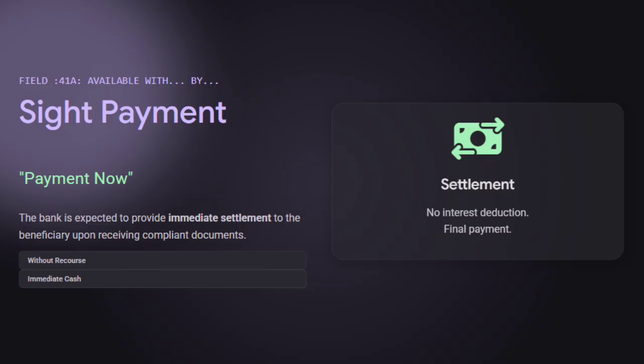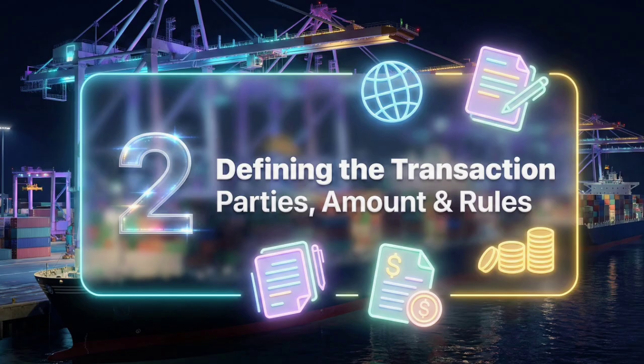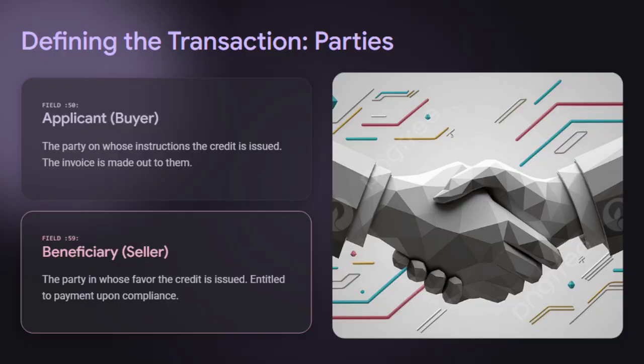Now that we understand the basic instrument and the rules of the game, let's look at how the MT700 defines the specific details of a transaction. We're talking about the who, the what, and the how much. Several fields here act like the cast list for our transaction. Field 50 identifies the applicant, that's the buyer. Field 59 names the beneficiary, that's the seller, who's going to get the payment.